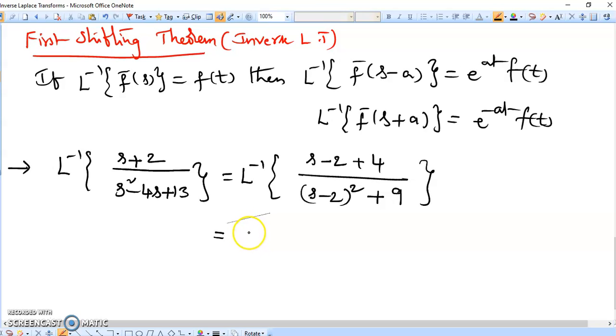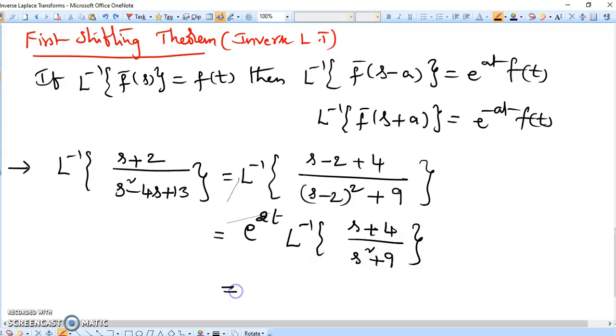Now if you observe the entire function, here in the numerator we have s minus 2, denominator also we have s minus 2. That means wherever s is present, it is written in the form of s minus 2. So we'll apply the first shifting theorem. This is something like L inverse of f bar of s minus a, that you can see the property just now. So this is e power 2t. L inverse of, okay, s minus 2 is replaced with s only now. Okay, s plus 4 by s square plus 9. Okay, so s minus 2 is always replaced with s.